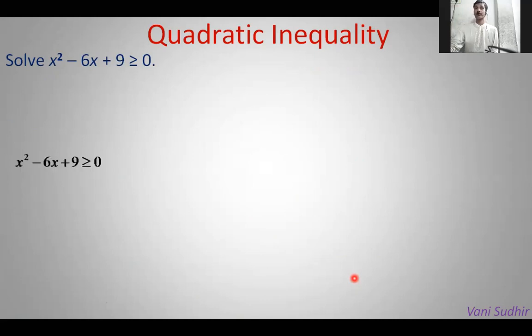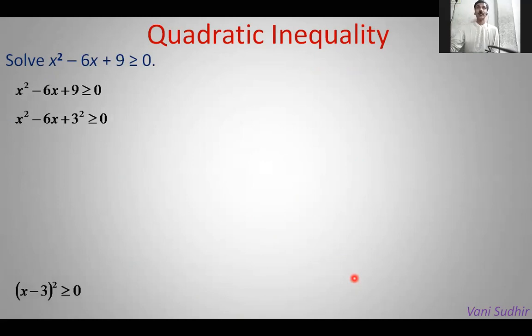What will happen? See here 9, you can write it as 3 square. Here a square is x square, b square is 3 square. A is x, b is 3. So directly we can write (x minus 3) whole square greater than or equal to 0. See, square value will always be greater than or equal to 0. Here only you will get the solution. X will take all real numbers. Better we'll convert this to absolute inequality. Modulus x greater than a, then what will you write?